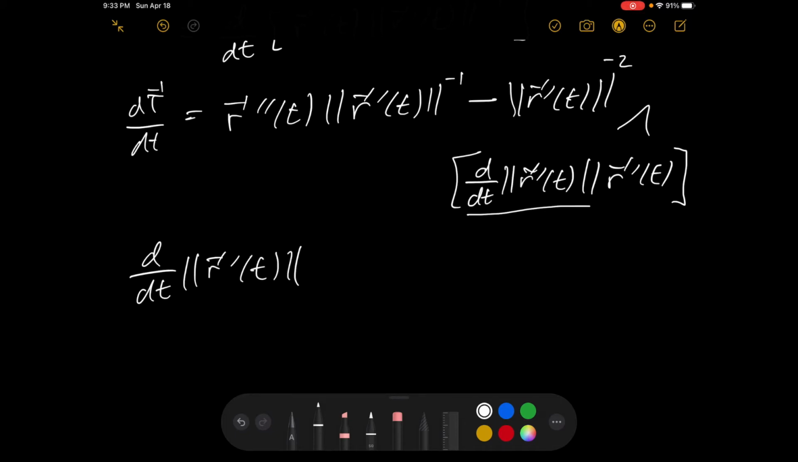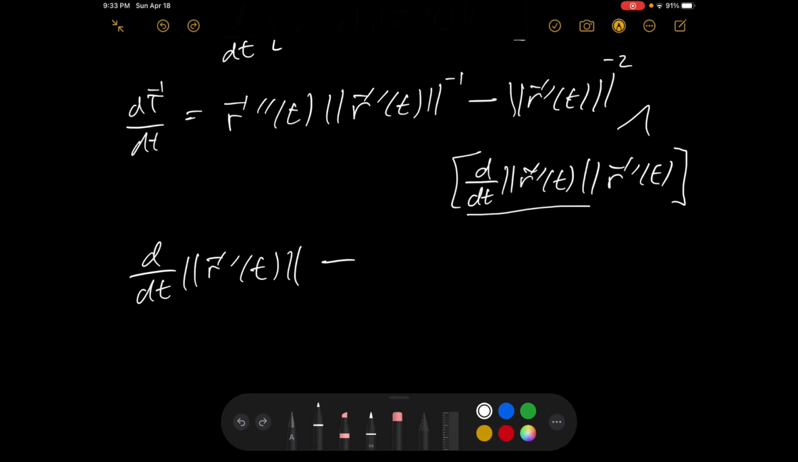And this isn't as straightforward as you think. One thing to note is that this is not the same thing as the magnitude of the acceleration. That is not true. Please make sure you don't make that mistake. It's not the same thing.